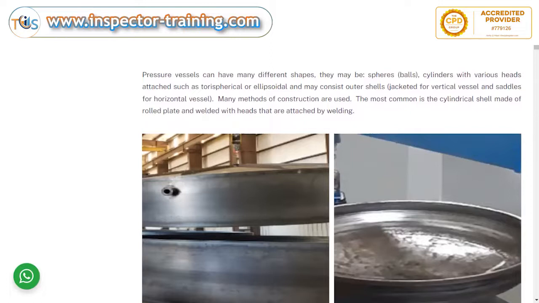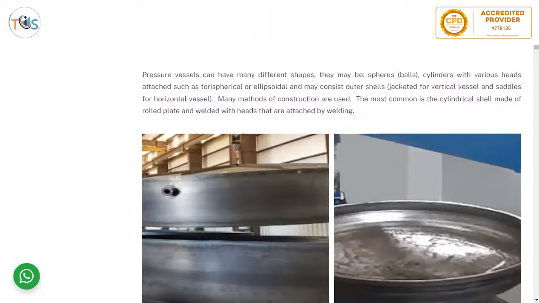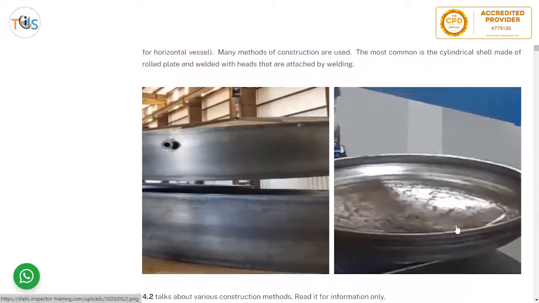They may be spheres, balls, or cylinders with various heads attached, such as spherical or ellipsoidal, and may consist of outer shells, jacketed for vertical vessels, and saddles for horizontal vessels. Many methods of construction are used. The most common is a cylindrical shell made of rolled plates and welded, with heads attached by welding. As you can see, the head here is being formed, and then it is welded to the shell here.